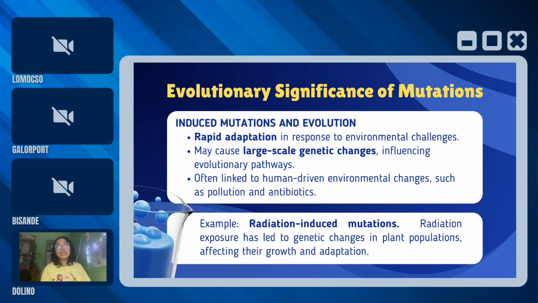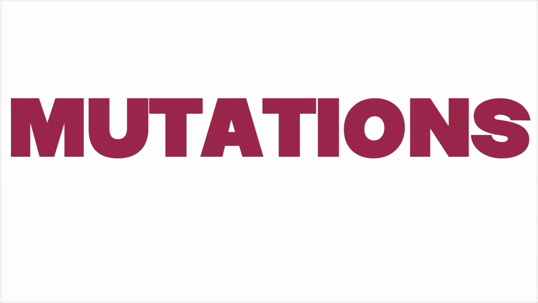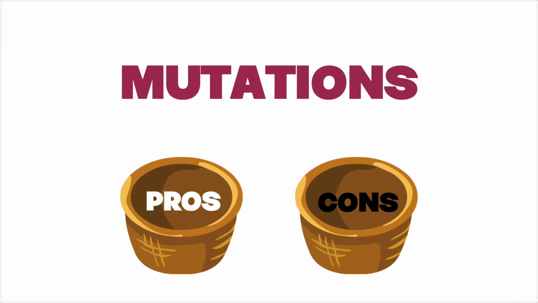And they are often linked to human-driven environmental changes such as pollution and antibiotics. An example can be radiation-induced mutations. Radiation exposure has led to genetic changes in plant populations, affecting their growth and adaptation. Indeed, change is inevitable. And when we talk about mutations, there will always be pros and cons.